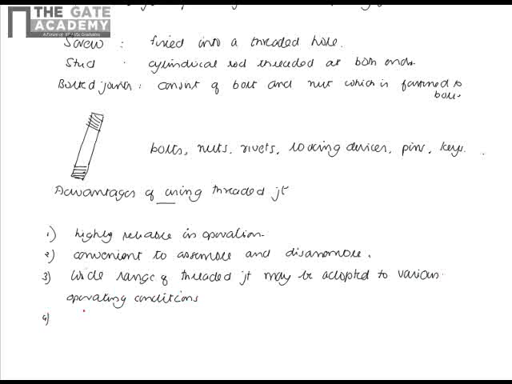And finally, threaded joints are relatively cheap to produce due to standardization. Because standards are available, they can be easily manufactured in bulk quantities.